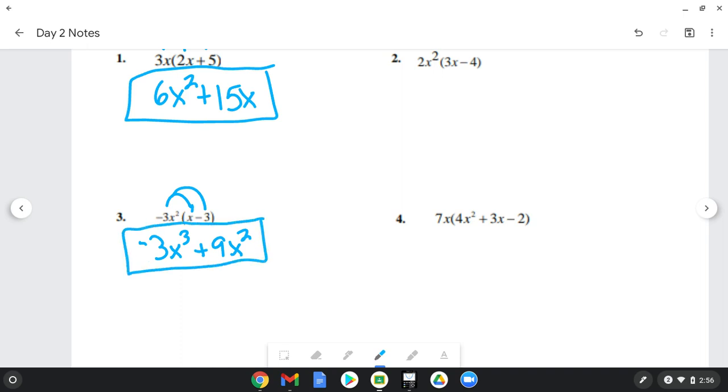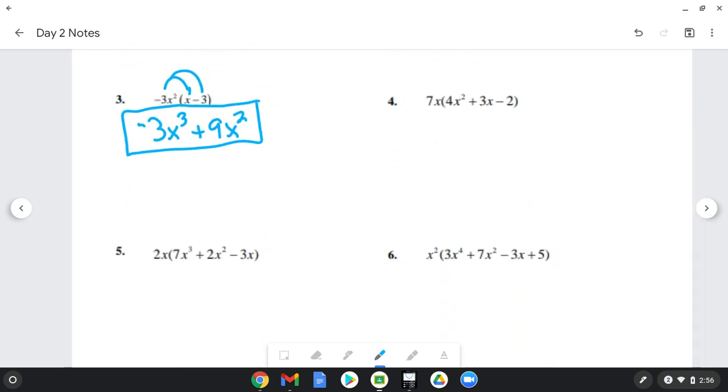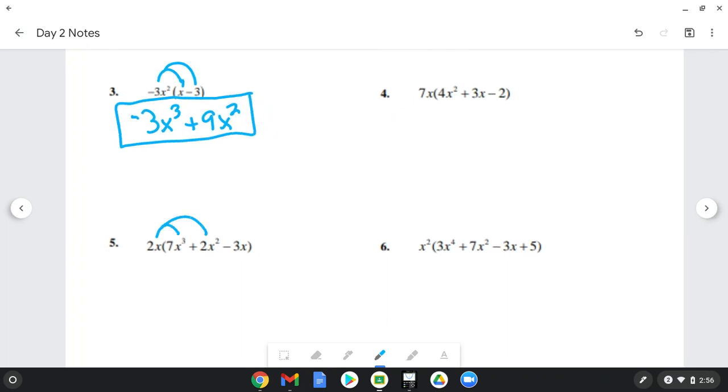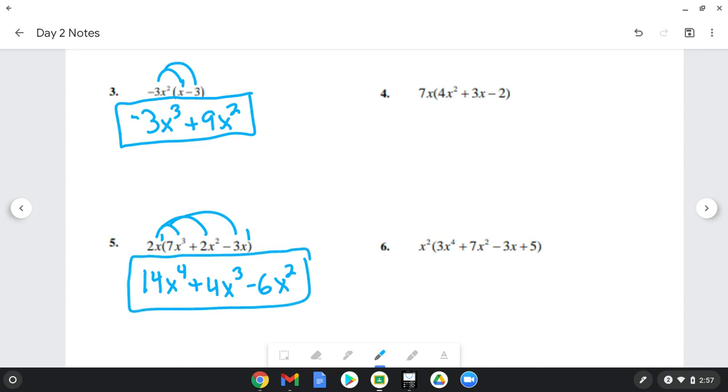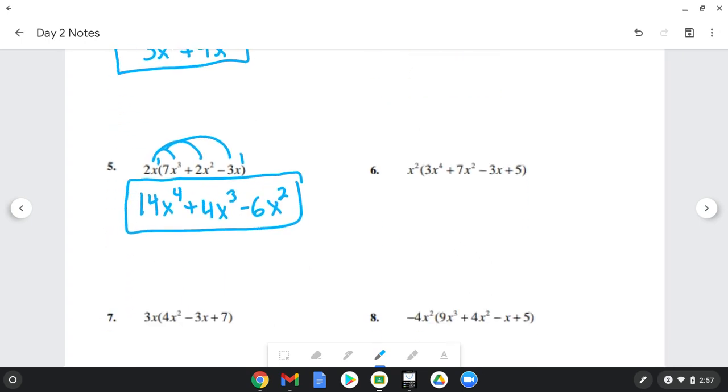So that would be my answer there. That would be considered a cubic binomial because the biggest degree I see is a 3. Number 5, if I multiplied that single term by all three terms now, that would give me 14 because 2 times 7 is 14. If I added the exponents together, that'd be x to the 4th plus 4x to the 3rd, and then minus 6x, and x, if I add them together, would give me x squared. And that would be a quartic trinomial, according to our vocabulary that we learned 2 units ago.